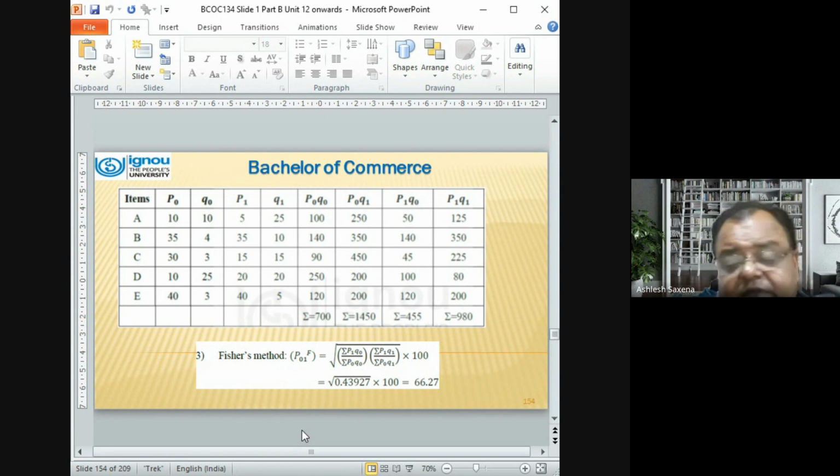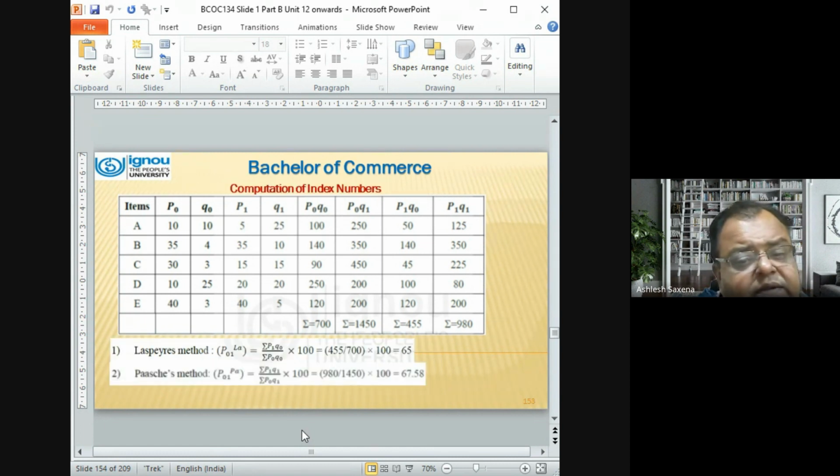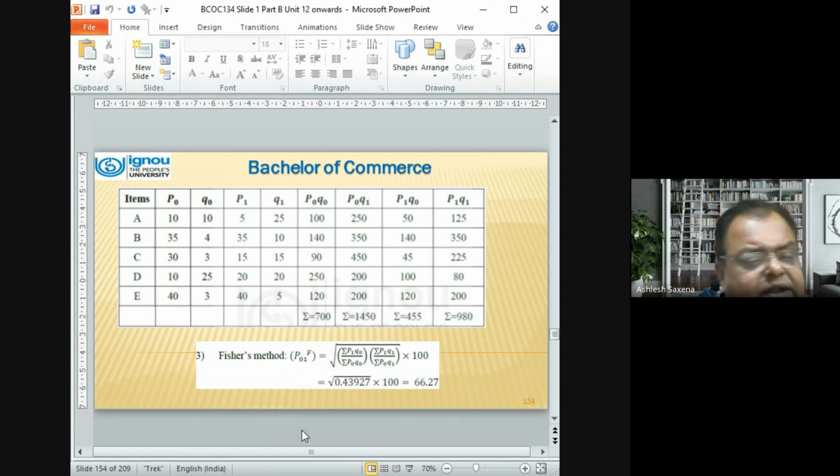That means the value is revolving around three methods. That is 66.27, 67.59, and 65. Almost we can say that there is a normal relation.